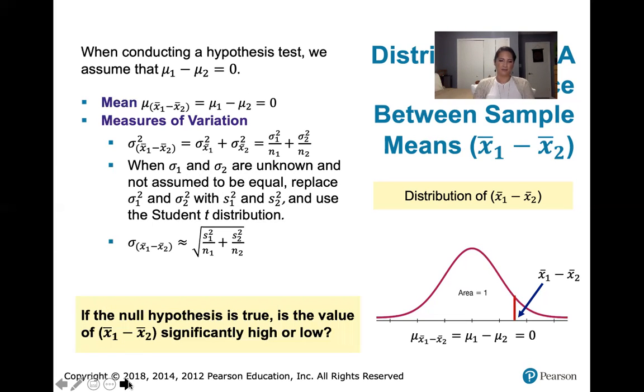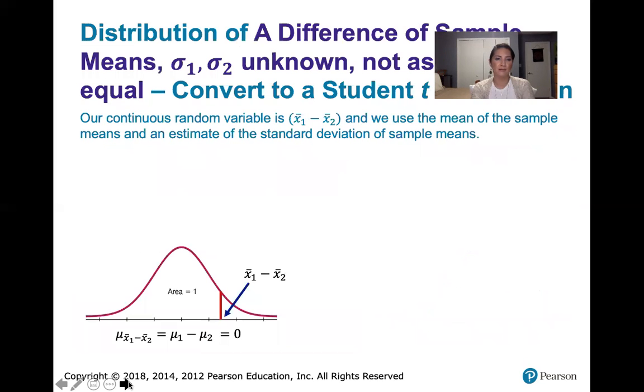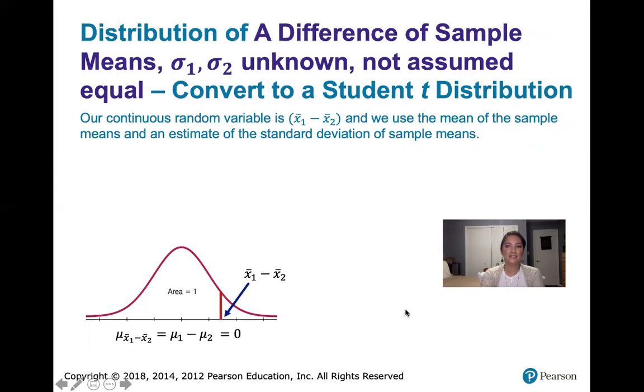Then I just wanted to revisit that question. The question is, if the null hypothesis is true, is the value of our sample statistic, x sub 1 bar minus x sub 2 bar, significantly high or significantly low? Now, in order to answer that question, we convert to a student t distribution.